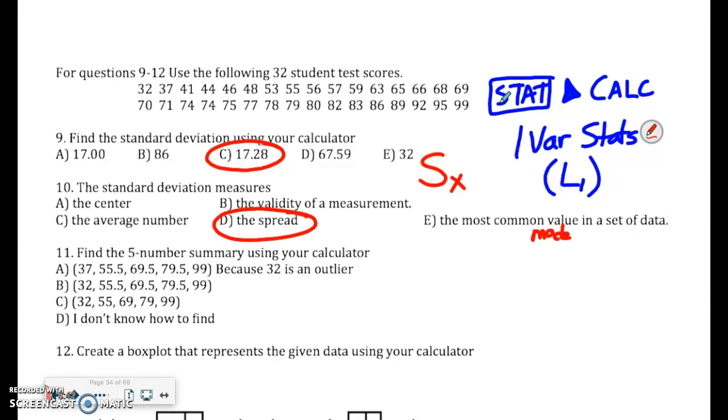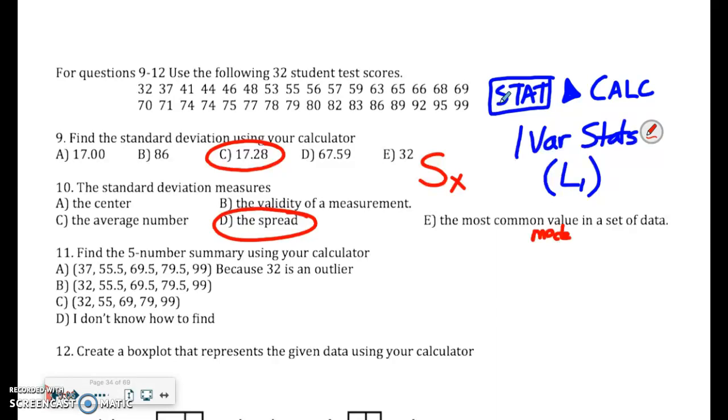All right. We can use the range to find spread, which is maximum minus minimum. We also can use standard deviation. And then last but not least, the box plots that we just learned about also tell us information about the spread. Number 11, find the 5-number summary using your calculator.